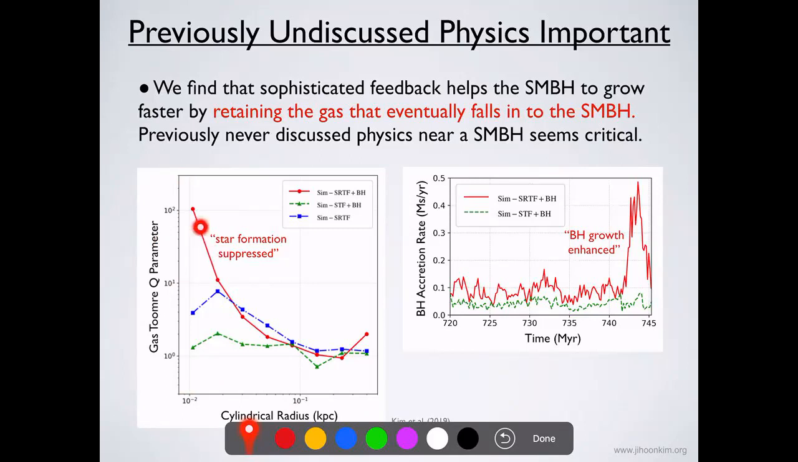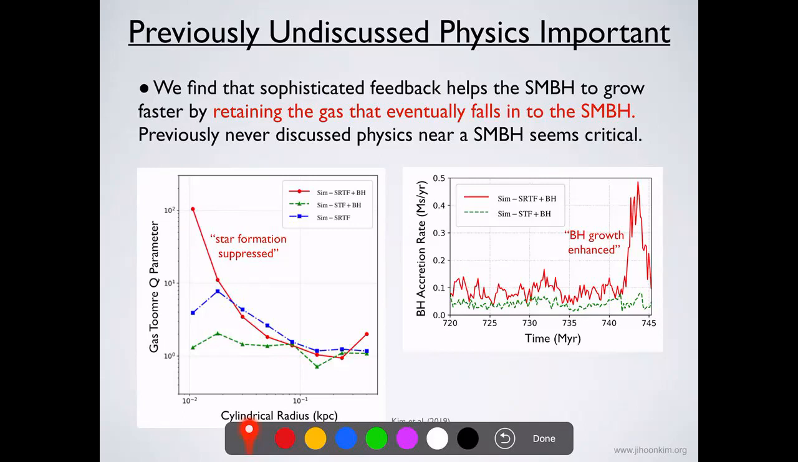And if you just compare the red line and the green line, the red line is the one where we included all the fancy physics, all the accurate physics, I should say, radiation from the stars and radiation from the supermassive black hole, whereas the green one is, I would say, what people have been doing so far before this work. And you can see that the star formation there is suppressed.